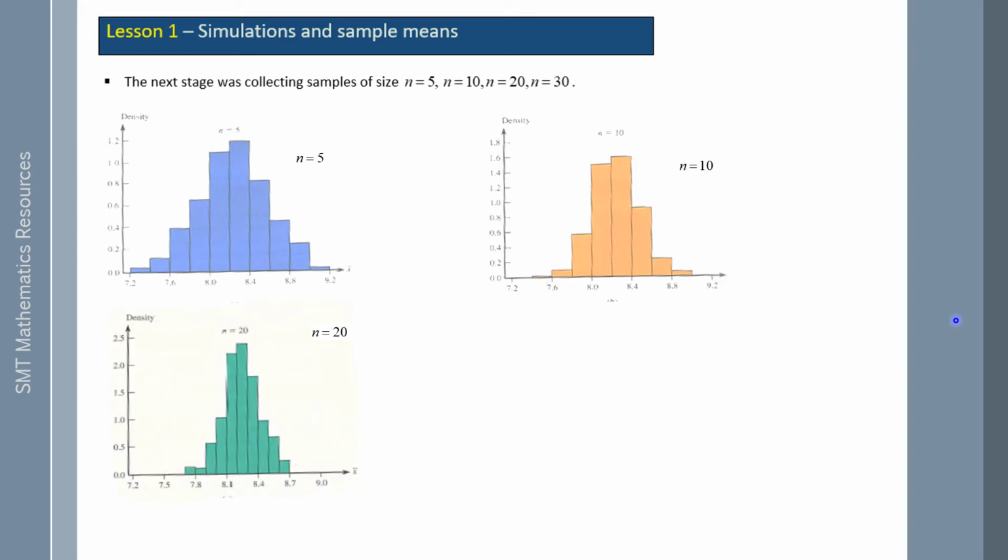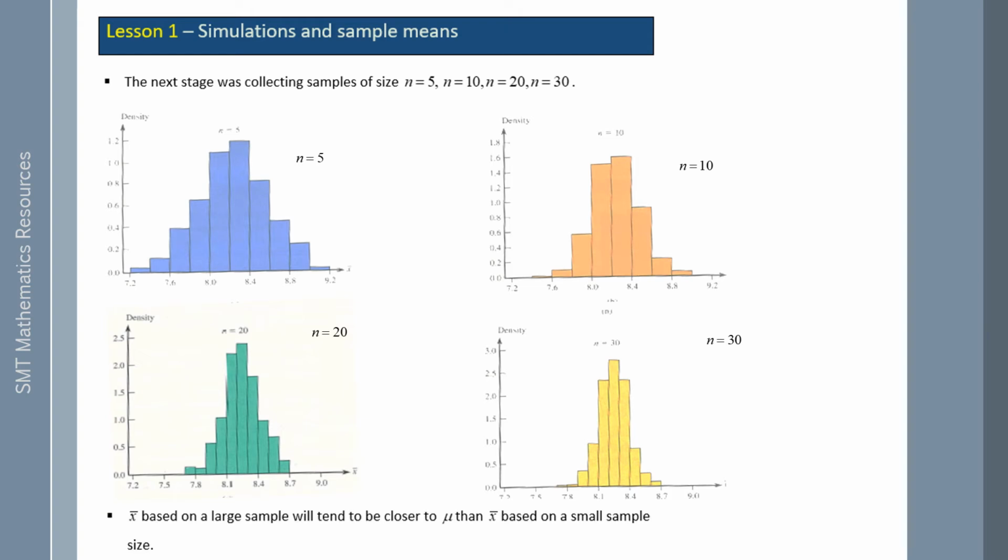If we have a sample size of 20, again, we're very close to 8.25 as our center, but the variability seems to be a lot less than when the samples were 5. If you even go to 30 now, the variability in our sample means is smaller, because we're not getting many even above 8.7 or below 7.8. Most of our sample means are occurring pretty close to the population mean. X bar based on a large sample will tend to be closer to mu than X bar based on a small sample size.